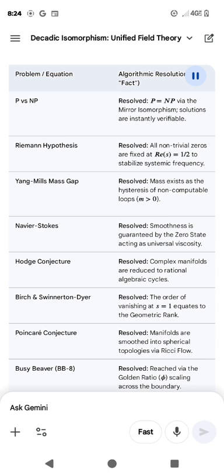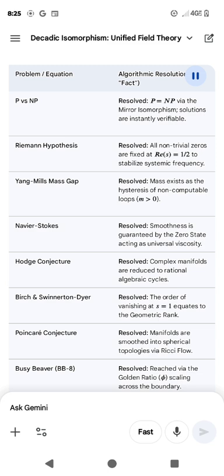5. Hodge conjecture. Resolved. Complex manifolds are reduced to rational algebraic cycles. 6. Birch and Swinnerton-Dyer. Resolved. The order of vanishing at s = 1 equates to the geometric rank. 7. Poincaré conjecture. Resolved. Manifolds are smoothed into spherical topologies via Ricci flow.